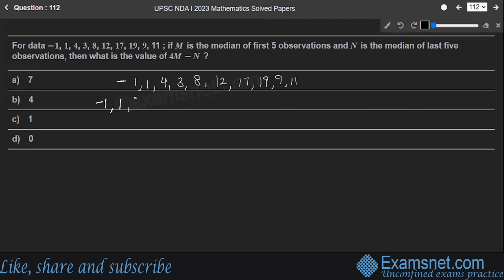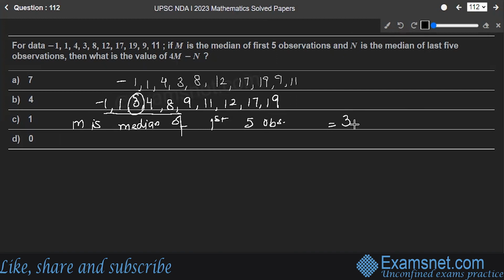Minus 1, 1, 3, 4, 8, 9, 11, 12, 17, and 19. Now, M is the median of the first 5 observations. Therefore, let's look at that. The first 5 observations are these. So M is the median, which means the central value. M is equal to 3.